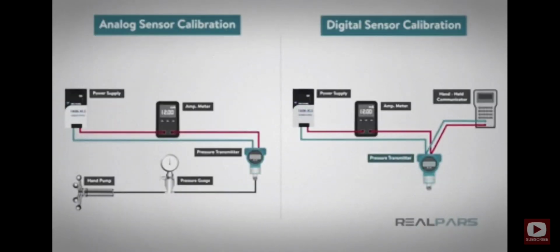With a digital transmitter, we can adjust the incoming sensor signal by adjusting the analog to digital converter output, which is called sensor trim, and/or the input to the digital to analog converter in the output circuit, which is called 4 to 20 milliamps trim, or output trim.